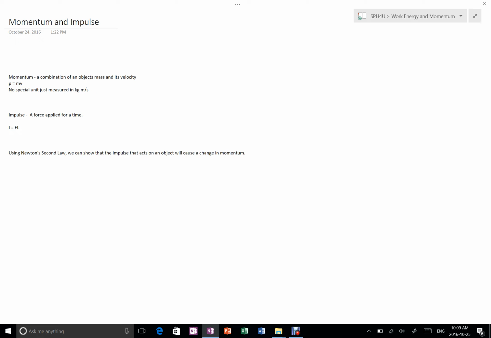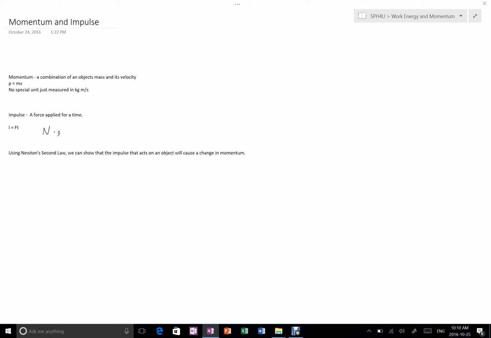Again, there's no special unit here. We take newtons times seconds, and that'll be our unit for impulse. Impulse is the change in momentum, and we're going to see that this is just another way of looking at Newton's second law. There's no trick here. It's just another form that Newton's second law could be written in.